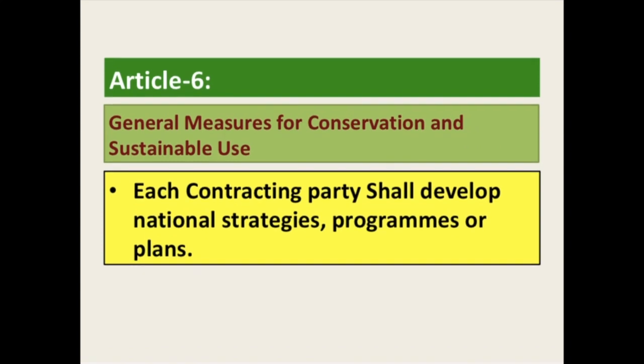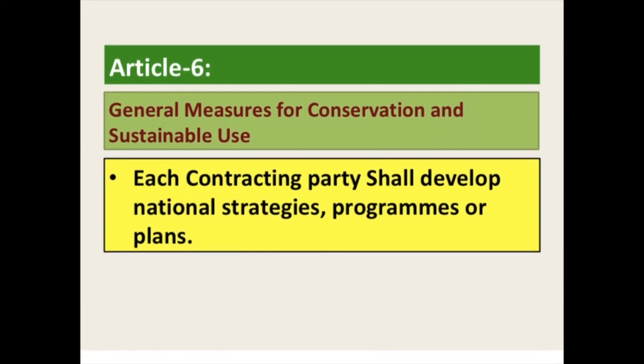Now moving to Article 6. So Article 6 is basically the general measures for conservation and sustainable use. So Article 6 describes generally कि क्या कदम उठाए जाएं कि बायोडाइवर्सिटी के कंजर्वेशन के लिए और उसके सस्टेनेबल यूज के लिए. So each contracting party shall develop national strategies, programs and plans as a part of the general measures for conservation and sustainable use.